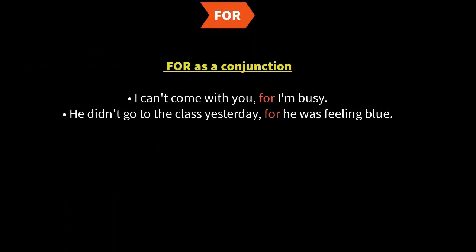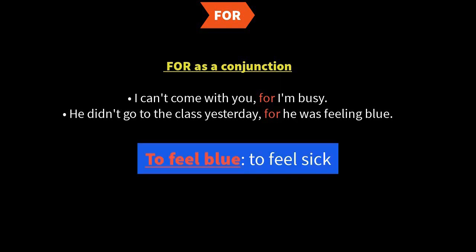I cannot come with you for I am busy. For I am busy is a dependent clause starting with the conjunction for. For means here because. I cannot come with you because I am busy. Alright, here it's not working as a preposition, it's working as a conjunction. He did not go to the class yesterday for he was feeling blue, because since he was feeling blue, it's not a preposition here either. It's a conjunction. So you need to be very careful with it.